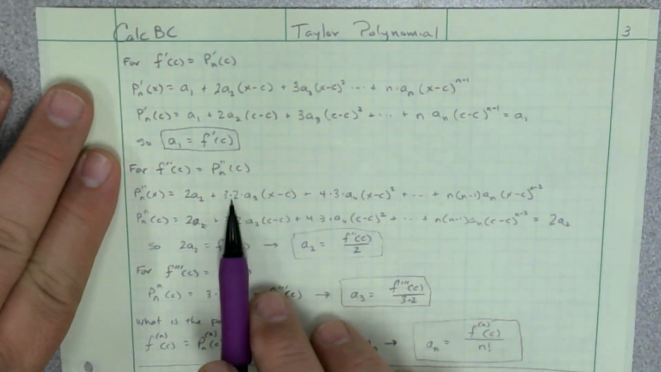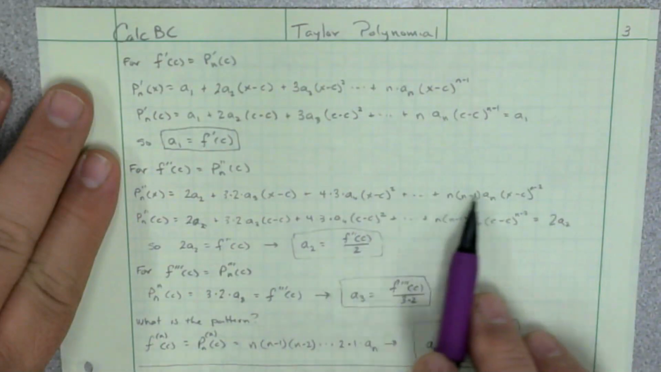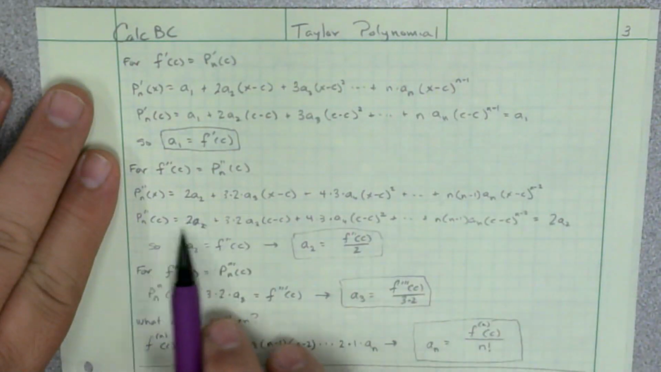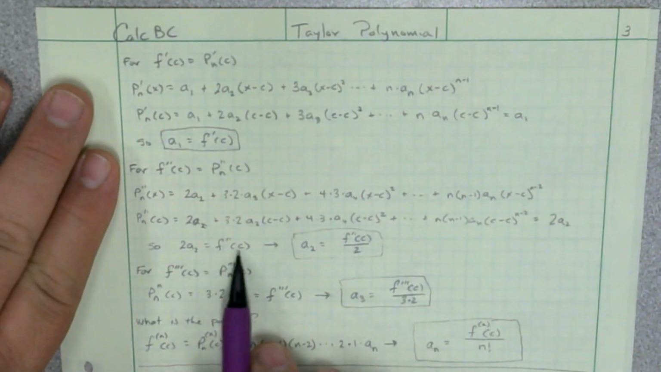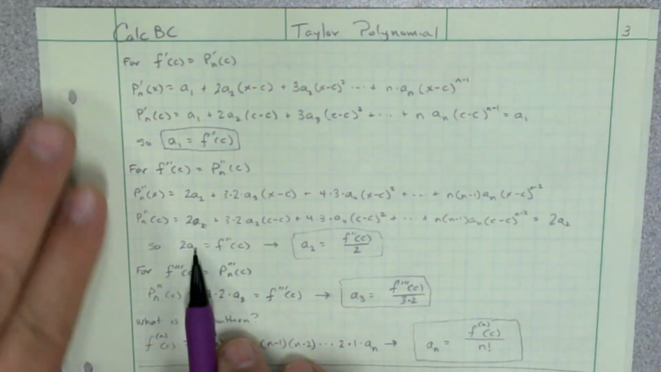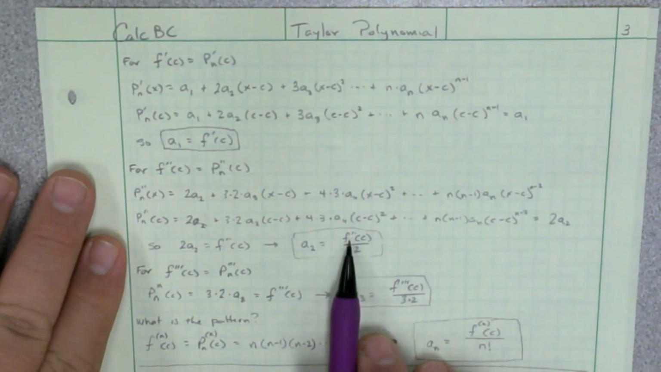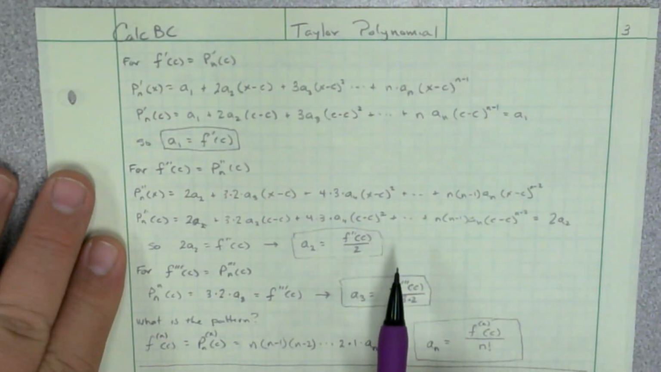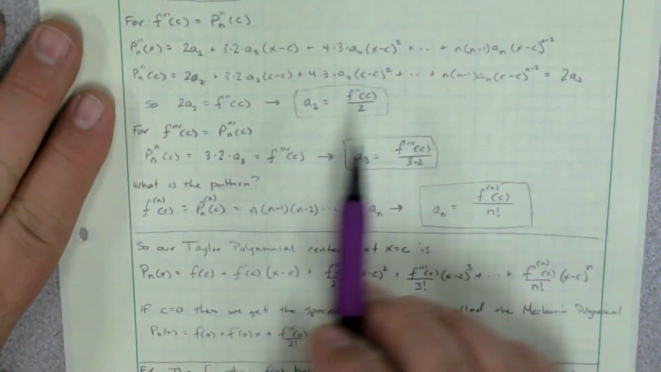See, I didn't multiply things out. I'm just doing it as products here. If I do that, then the pattern continues. The second derivative at c is going to be 2a sub 2. That means a sub 2 is going to be the second derivative at c over 2. There's that 1/2 we found in the other one. If I keep on going, what happens?